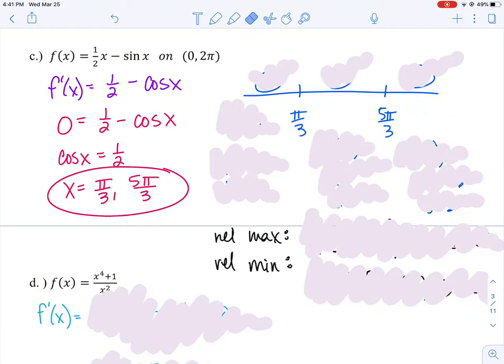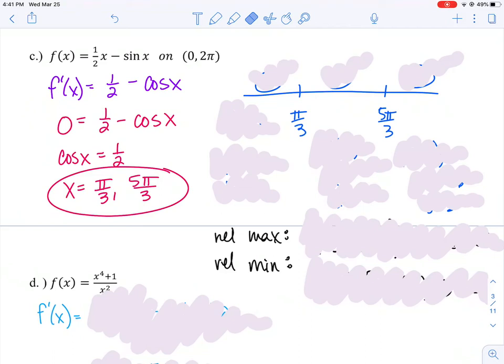And so now I can go to my sign chart, test values in my derivative to see if my derivative is positive or negative. So I need you to pick a number that is less than pi over 3. I need you to pick a number in between pi over 3 and 5 pi over 3. And then I need you to pick a number greater than 5 pi over 3. We're going to plug those numbers into our derivative to see if our derivative is positive or negative.